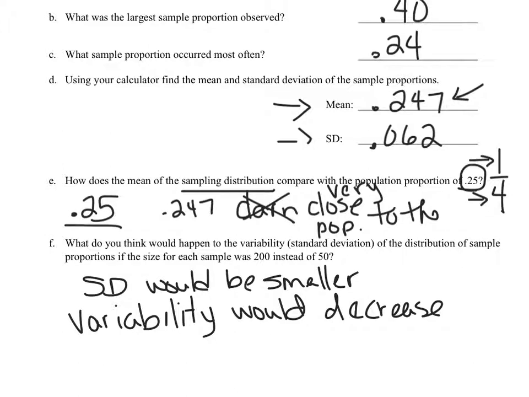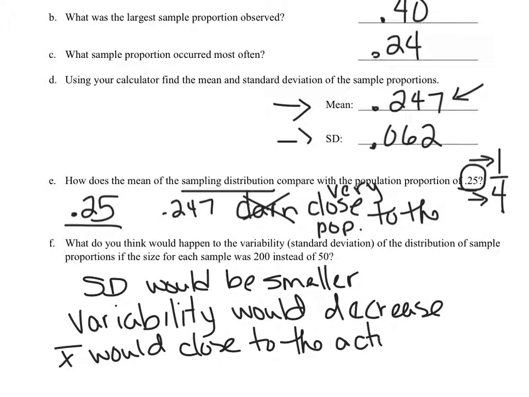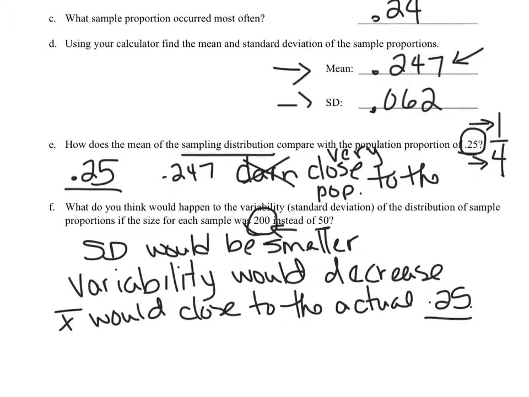And the mean would be closer to the actual 0.25. It's pretty close right now, but it would be even closer. So the more samples that you choose, not necessarily the more people, but the more times you do it, the closer to the actual mean you're going to be, always. That is what the bell curve is all about. Pretty exciting.